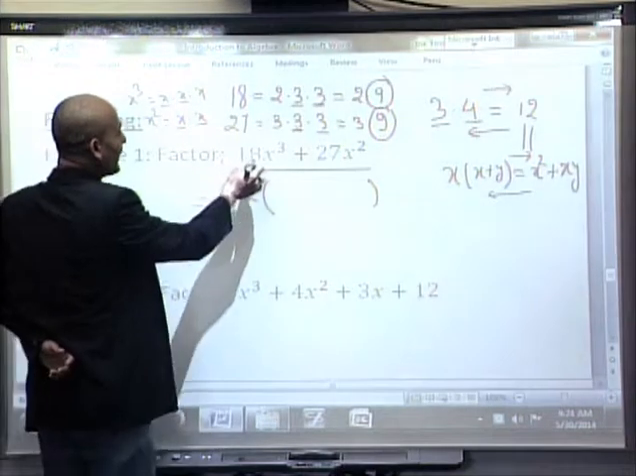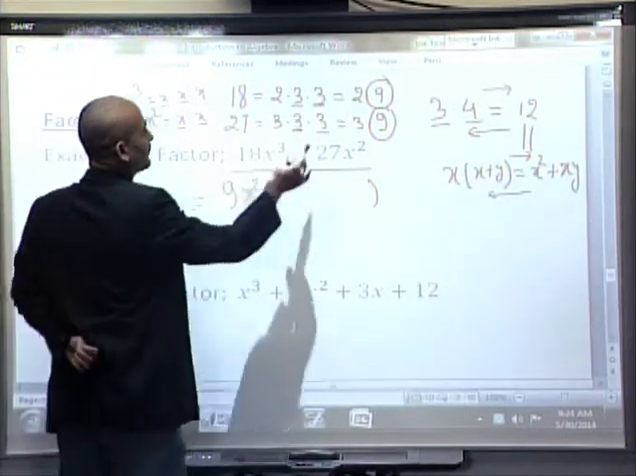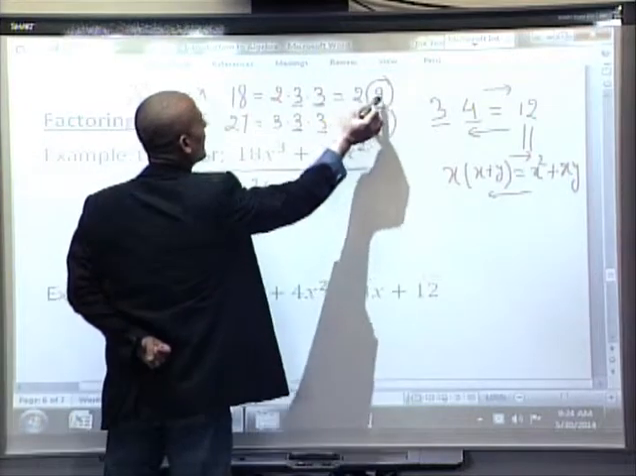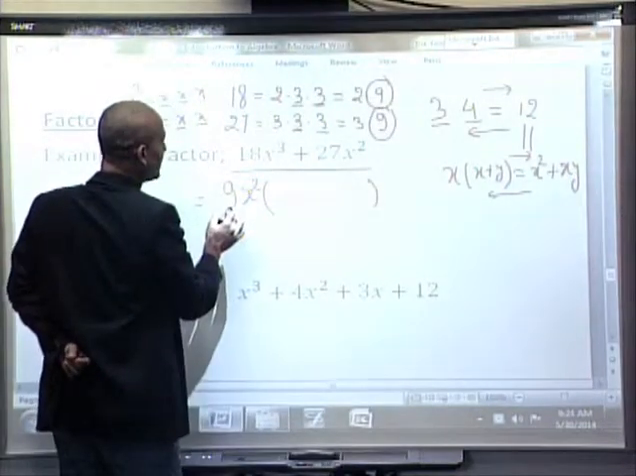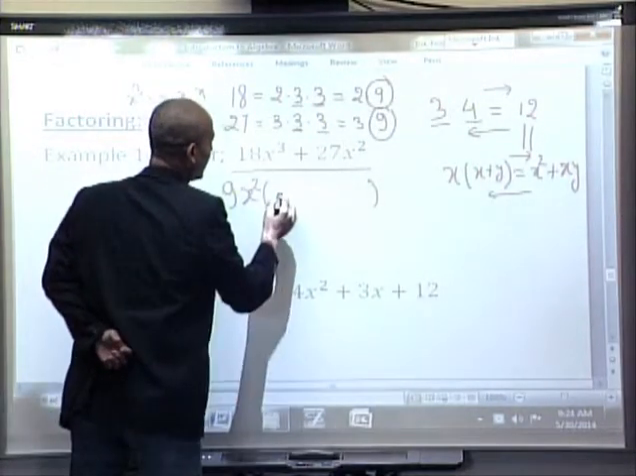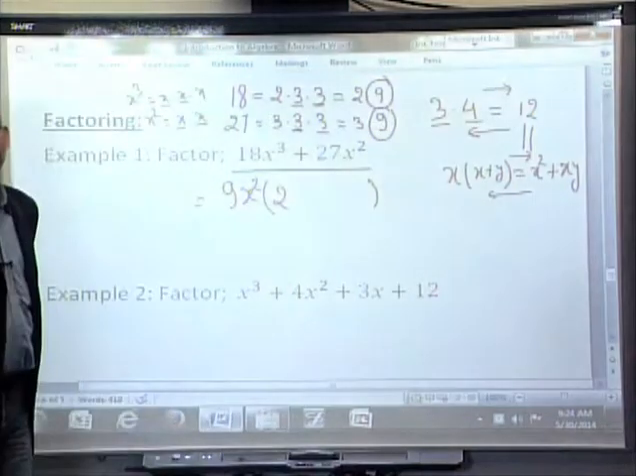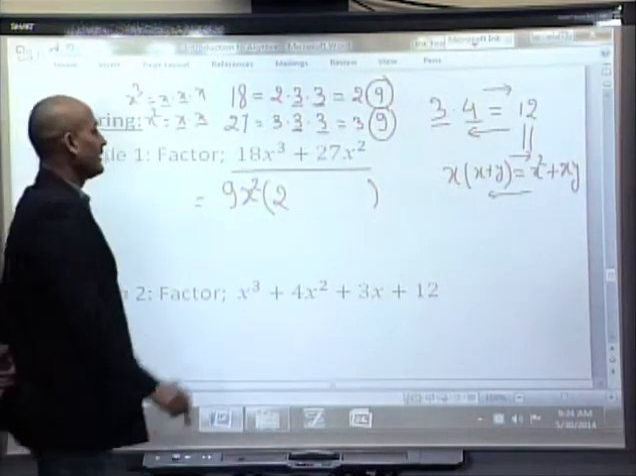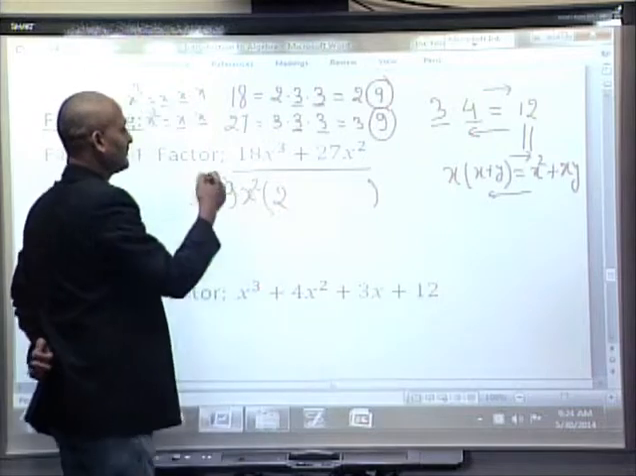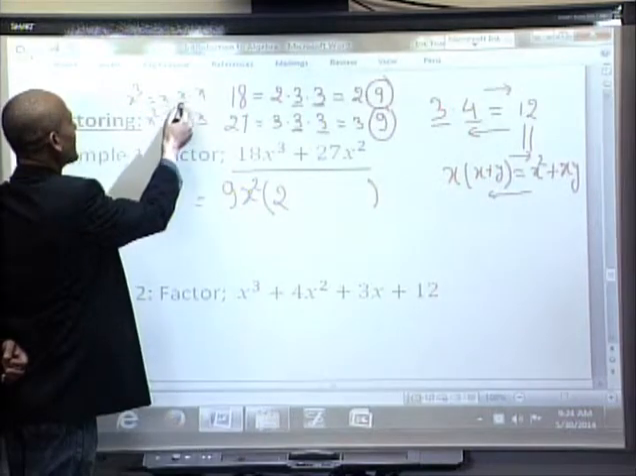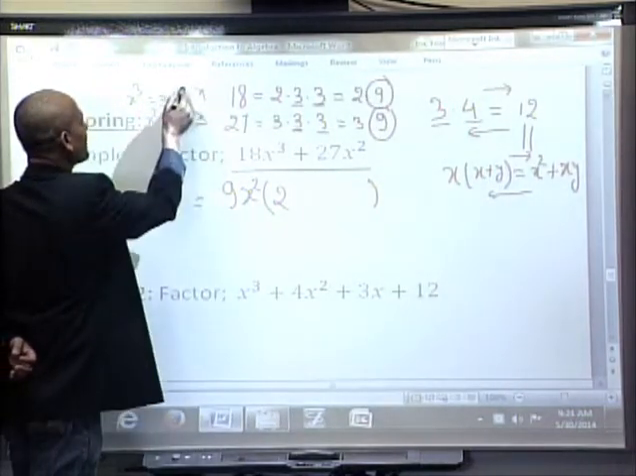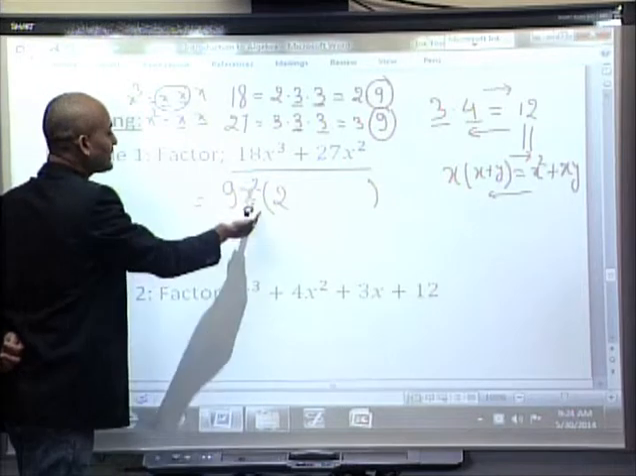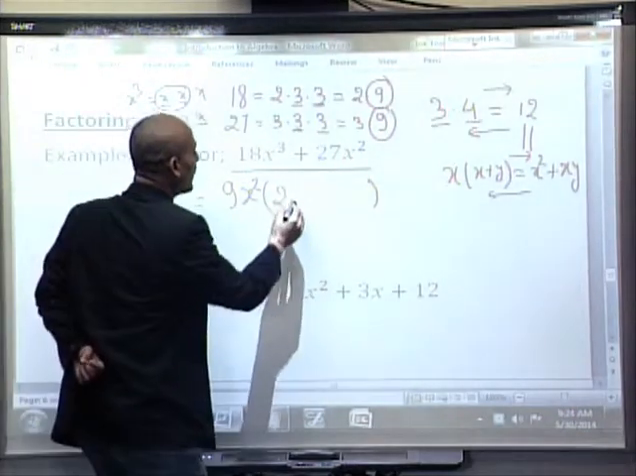Now out of 18 we already took 9 out. Recall that 18 is 2 times 9. This 9 is already taken care of. So the leftover is 2. 9 times 2 is 18. And x cubed means x times x times x. x squared, that much, x times x, is already taken out. So 1 x is left.